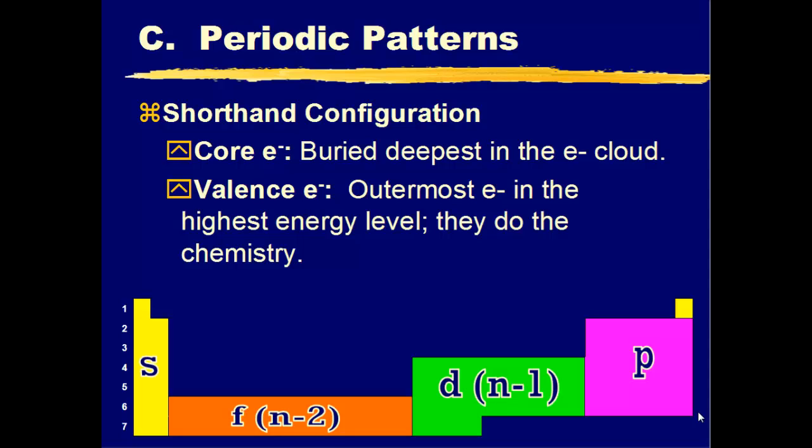The core electrons are the ones that are buried the deepest in the cloud. They don't do any chemistry. The ones you're going to be interested in from here on out are the valence electrons. Those are the highest energy level S and P electrons for an element. They're the outermost electrons in the cloud. They're the ones that are going to do all the chemistry.